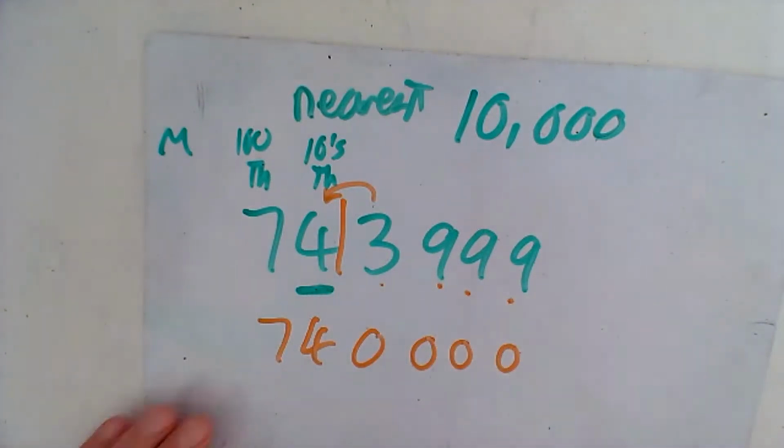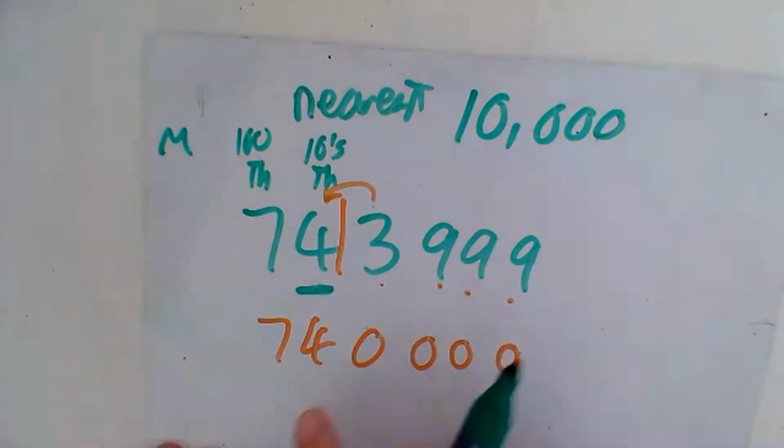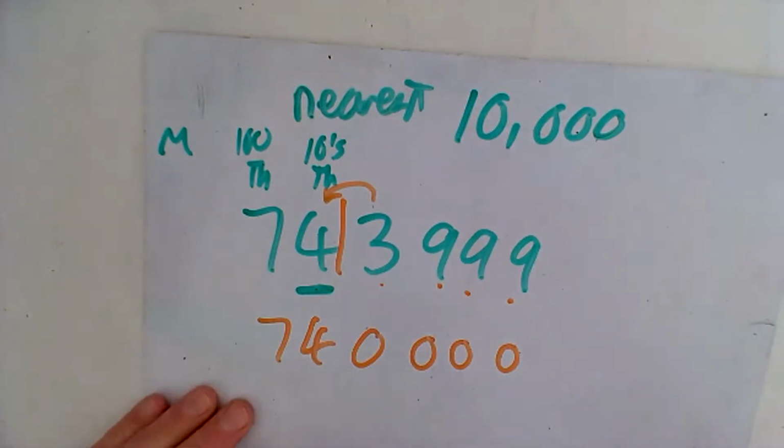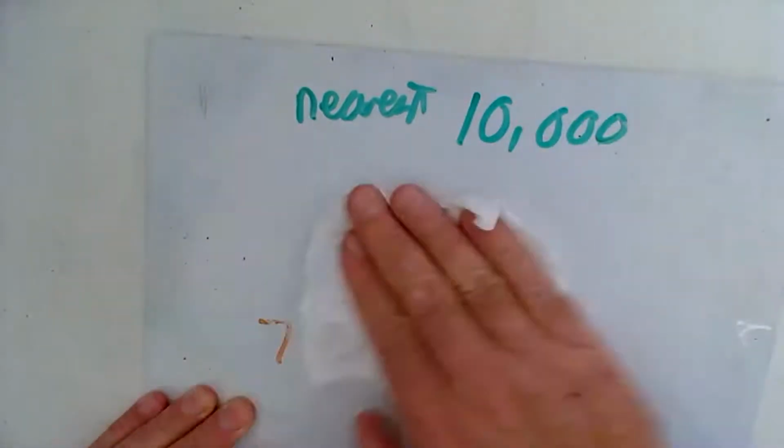So 743,999 to the nearest 10,000 is 740,000. Remember, it's the nearest, because it's nearer to 740,000 than 750,000. And the same for the nearest 100,000.